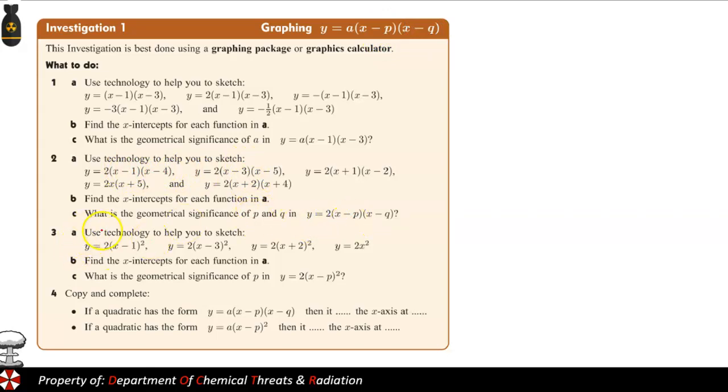Now we're repeating the process, using the technology to sketch this. What we're doing is looking at almost perfect squares: (x − 1) all squared, (x − 3) all squared, (x + 2) all squared. Finding the intercepts again, then what is the significance of p? If we have a perfect square, what is the significance of this? What is the p doing? Then copy and complete the statement about the graph hitting the x-axis at a point. Follow that step.